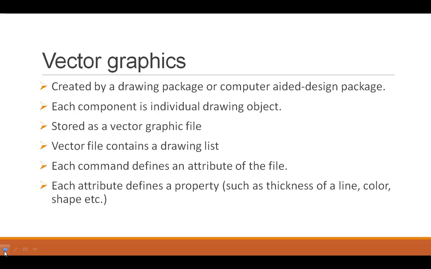The command actually defines an attribute of the file, and those attributes define the properties of your geometrical component. For example, the color or the shape of that, or the style of your line. That line may be a part of a rectangle that you have drawn. So your rectangle can be a collection of four lines, and the properties of the four lines will be stored: where their start and end points are, and how these lines are going to be drawn.